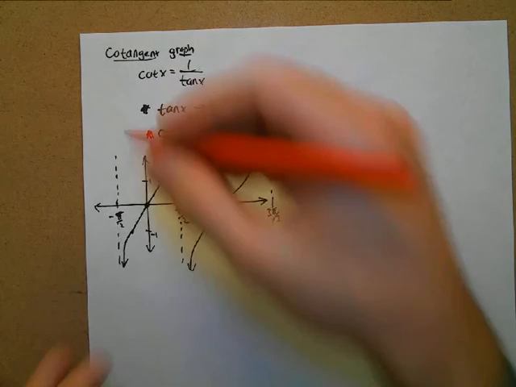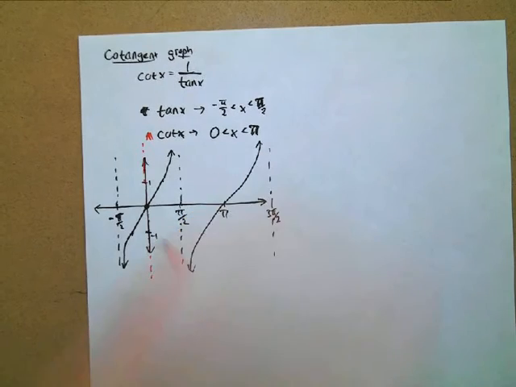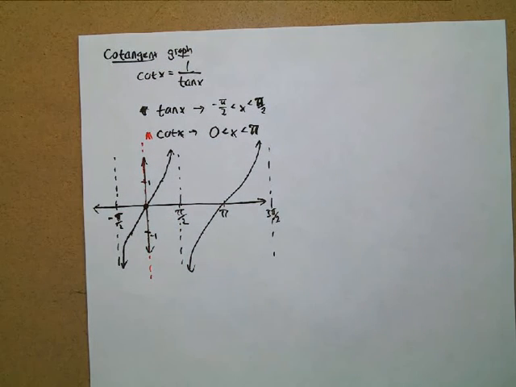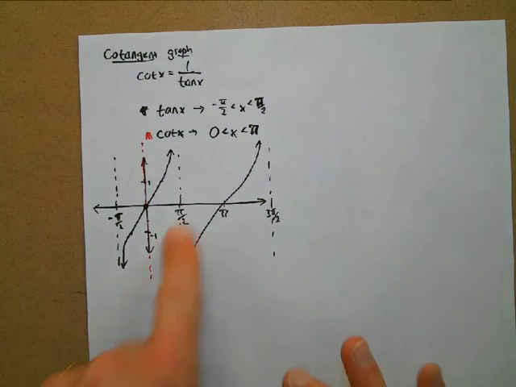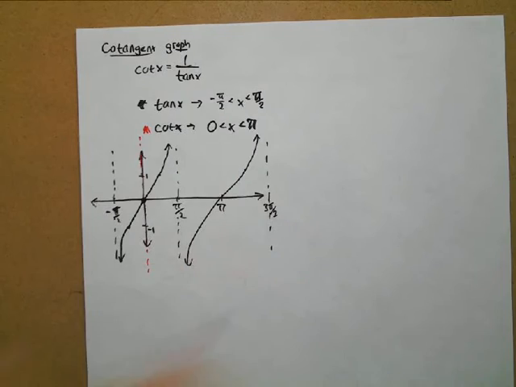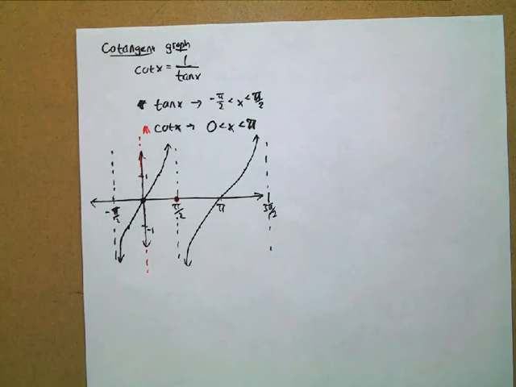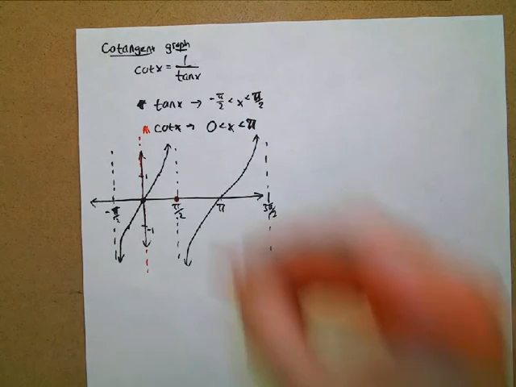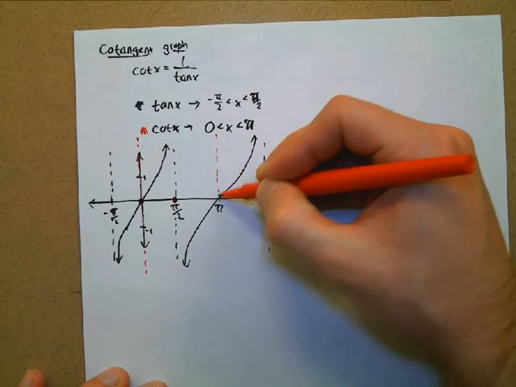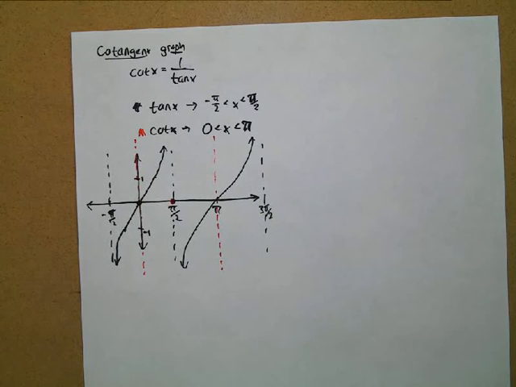And then where tangent has another 0, which is at pi, we have asymptotes now at 0 and pi. Where tangent had zeros, cotangent will be undefined, asymptotes. Where tangent was undefined at pi over 2, the reciprocal of undefined, we're going to say it's 0 there, so it's a 0. So we have asymptotes at 0 and pi, and then a 0 at pi over 2.